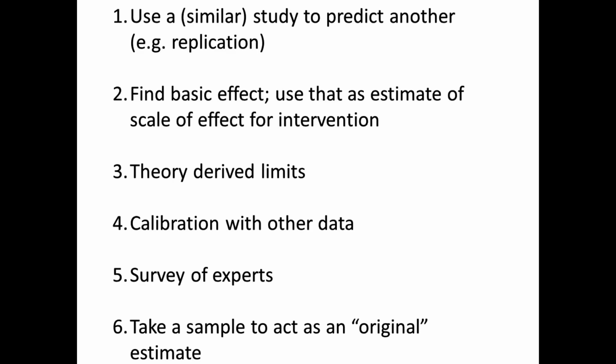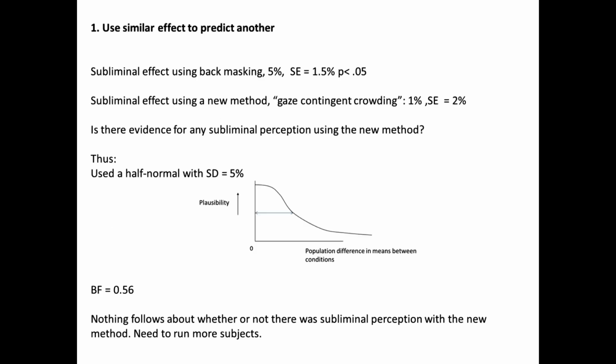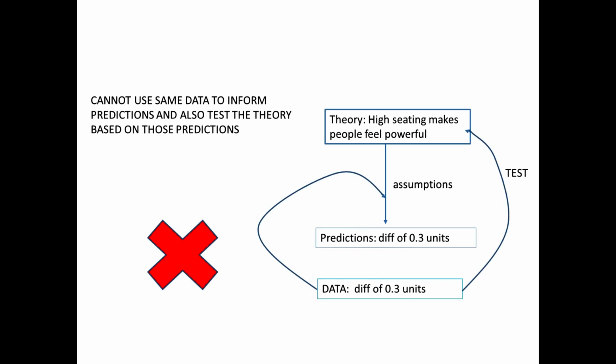So these are the sorts of approaches you can go through, and I'll talk about them. Use a similar study to predict another, like in a replication. Well, that's what I went through with the very first one, so maybe I'll skip over that because we've been through that. But I do want to say one thing: there is one way you can cheat with Bayes that is surprisingly tempting to do.